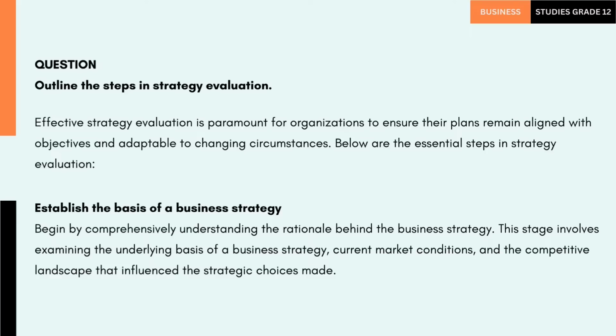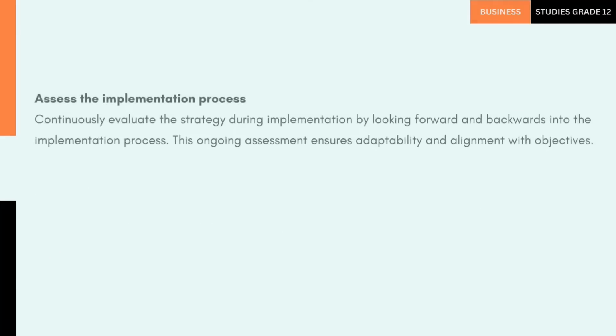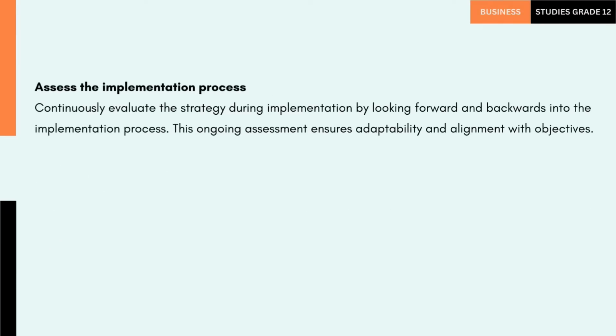This stage involves examining the underlying basis of a business strategy, current market conditions, and the competitive landscape that influence the strategic choices made. 2. Assess the implementation process. Continuously evaluate the strategy during implementation by looking forward and backwards into the implementation process. This ongoing assessment ensures adaptability and alignment with objectives.